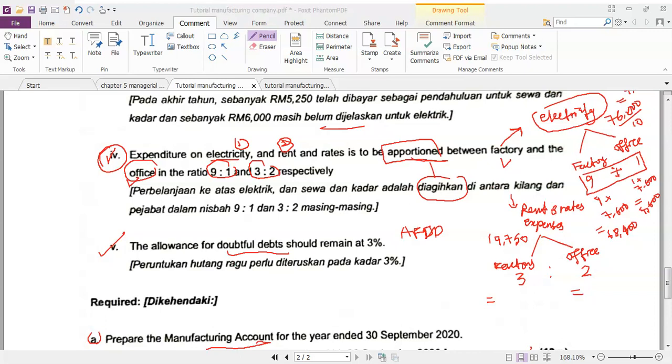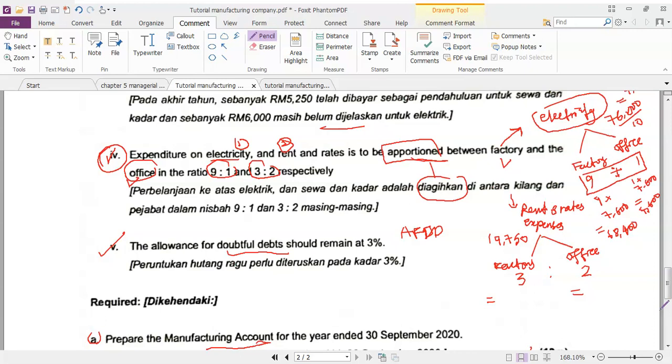Dapat tak? Berapa dapat? Dah. Boleh tak nak kira? Alah, simple je.